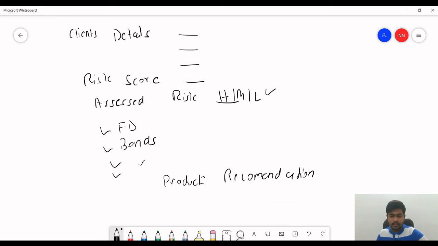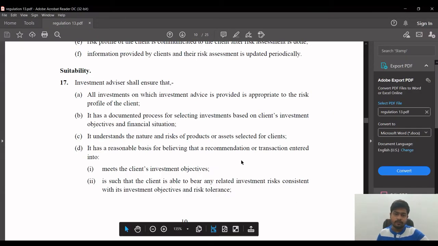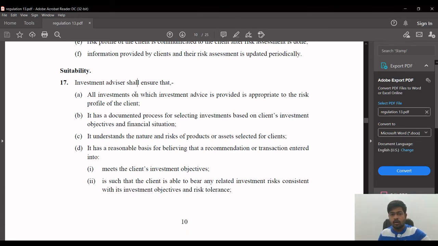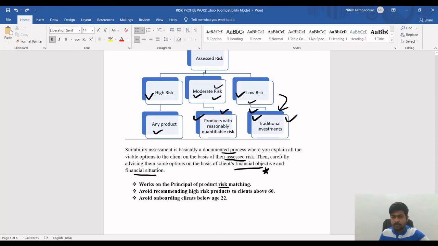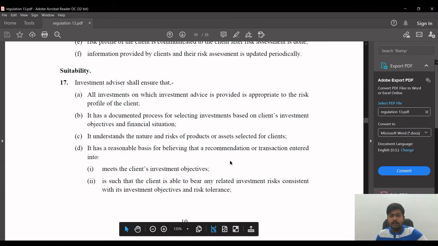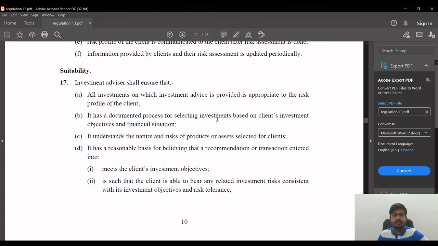Now let's give a plain reading to what is mentioned in the regulation. The investment advisor shall ensure that all investments on which investment advice is provided are appropriate to the risk profile of the client, as we discussed here, product risk matching. Then it has a documented process for selecting investments based on the client's investment objective and financial situation. It understands the nature and risk of products or assets selected for the client.